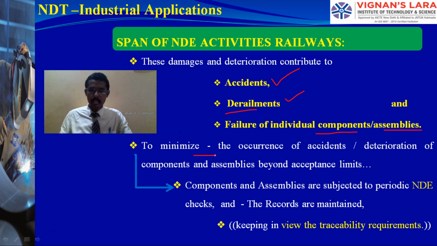See, we want to minimize the occurrence of accidents and deteriorations. Accidents should not happen, derailing should not happen. What do we want to do for this? To minimize the occurrence of accidents and component assembly failures, derailing conditions, these components and assemblies are subjected to periodical NDT inspections. That is what I also told you.